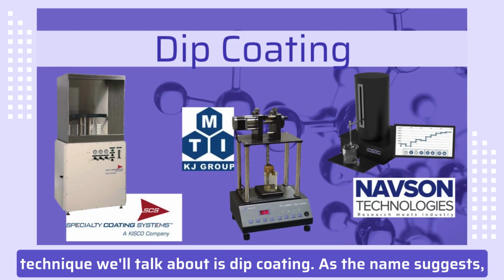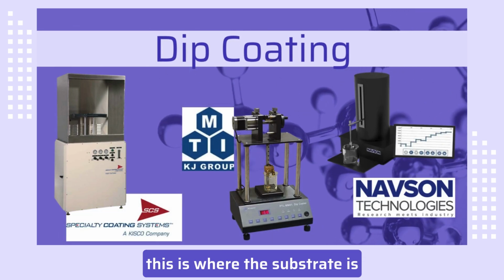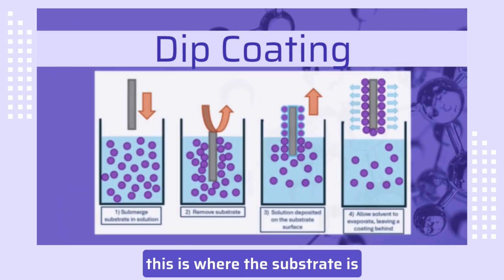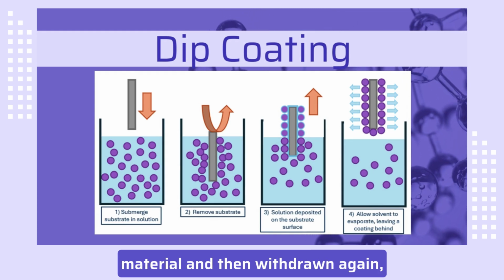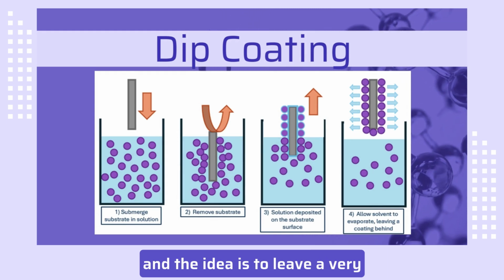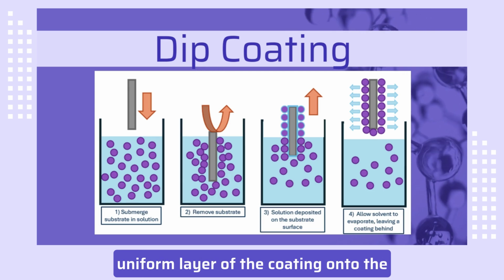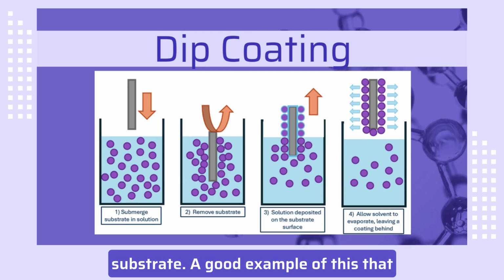The next technique we'll talk about is dip coating. As the name suggests, this is where the substrate is lowered into a reservoir of the coating material and then withdrawn again, and the idea is to leave a very uniform layer of the coating onto the substrate.